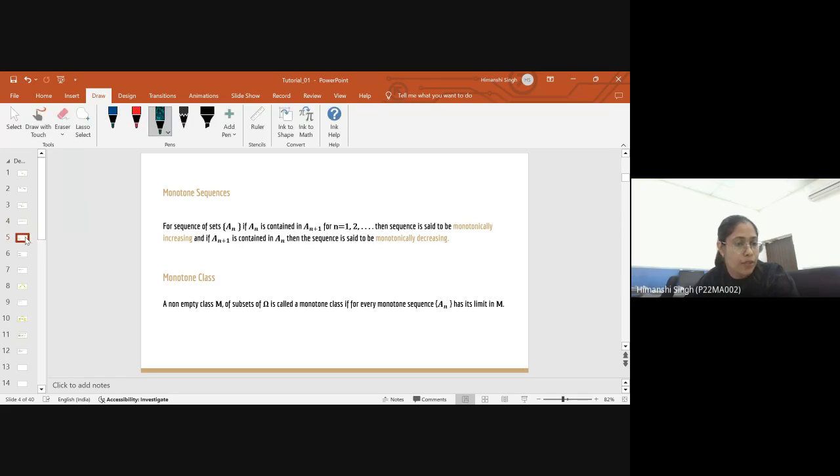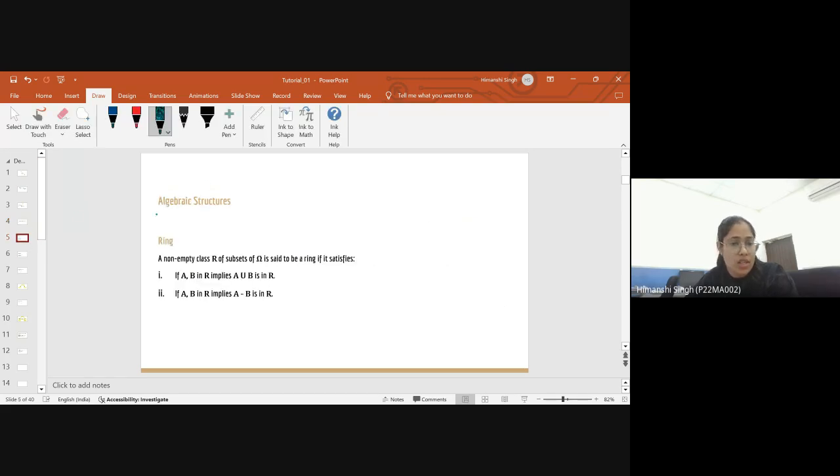Apart from this, algebraic structures were defined, like a ring. It is a non-empty class of subsets of omega which is closed under union and under difference. So if any two sets are in a class R, then for R to be a ring, the union of those two sets should be in R, and the difference of those two sets should also be in R. Then we say that R is a ring.